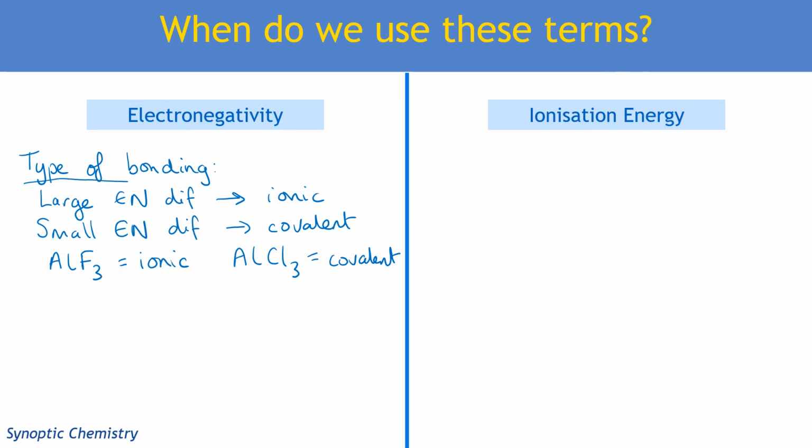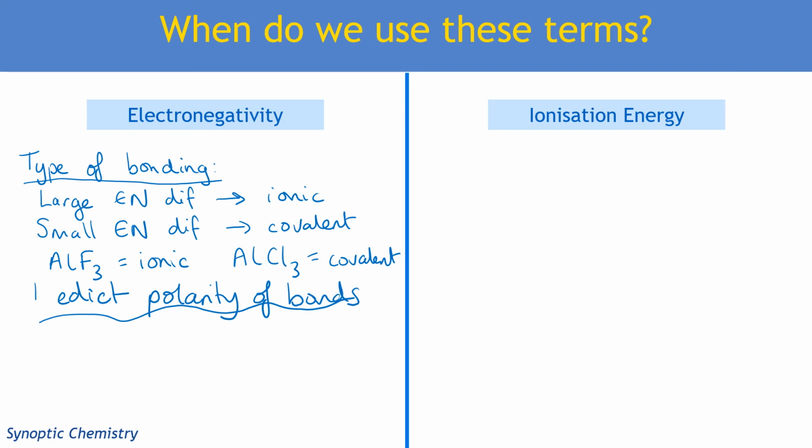That is the main time we will use electronegativity: to predict the polarity of bonds. So we're using it to decide which one is delta negative and which one is delta positive, and that should obviously be limited to talking about covalent bonds.